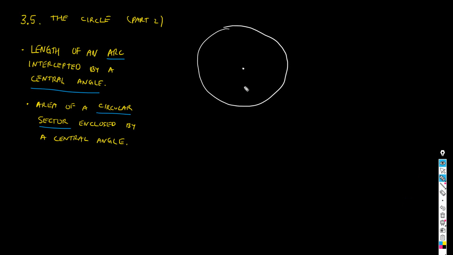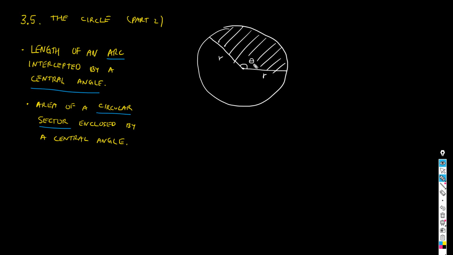Circle, center. I'm going to draw a central angle. This is the radius. This is another radius, of course. I'm going to label my central angle theta. And as we can see here, theta encloses this circular sector, which I am shading right now.